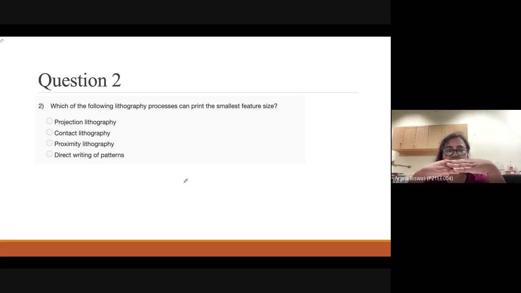So there is a direct contact. Okay, so it is contact lithography. And what happens for proximity? There is a small gap between the mask and the layer where I have to do the lithography, where I have to pattern, generate the pattern.